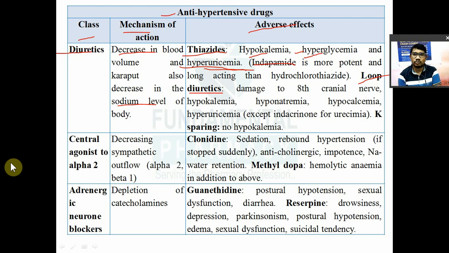So that's why they will produce hypokalemia. Hypokalemia means decreased potassium level. Hyponatremia means decreased sodium level. Hypocalcemia means decreased calcium level. So they will cause severe electrolyte disturbances. And they will also damage the eighth cranial nerve.